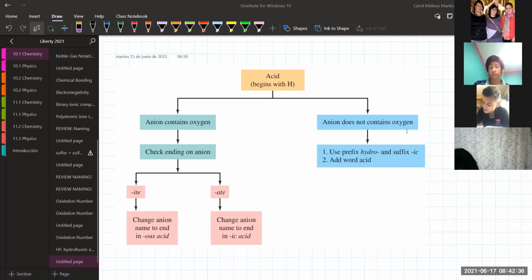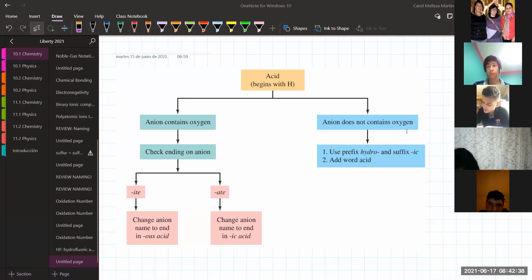For naming acids, I gave you a mnemonic that is included in Tyler DeWitt's video, okay? And I'm also sharing with you this chart. This chart is a key that you could follow for naming acids.